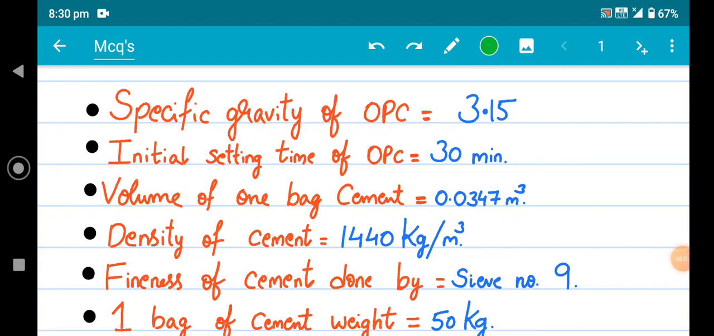In today's lecture, we are going to see some of the important points of topic cement. So let us start with the first point.